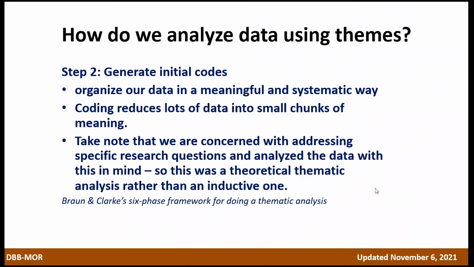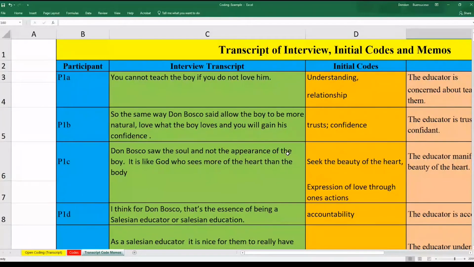And then you generate initial codes, organize your data in a meaningful and systematic way by using an Excel file. I'll show you an example for you to see. For a moment, Excel file. Let's use Excel file. You have to organize the data that you have gathered. So as you can see here, these are the codes. Can you see the Excel file now?